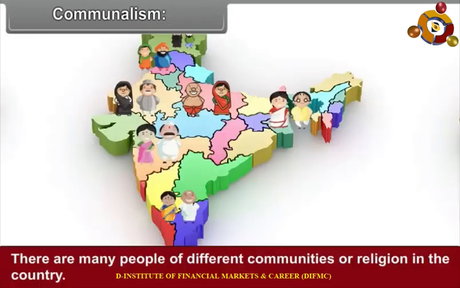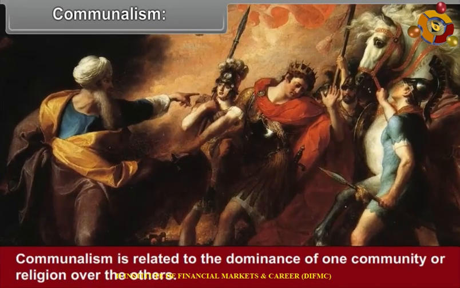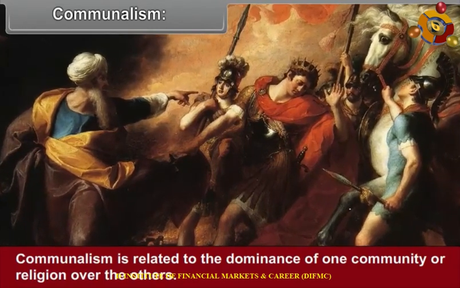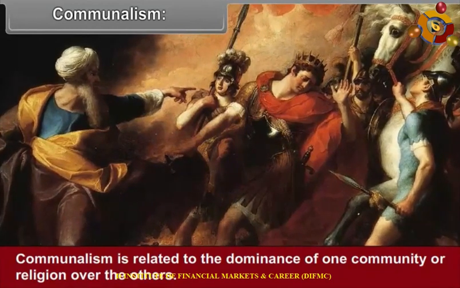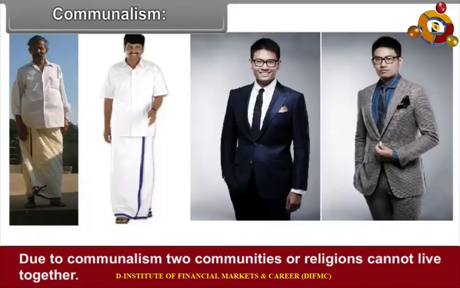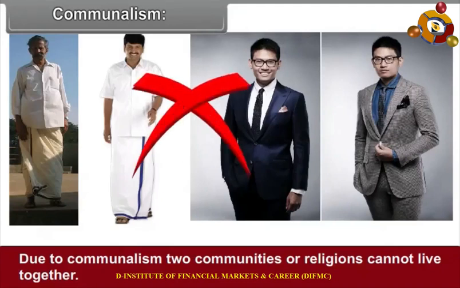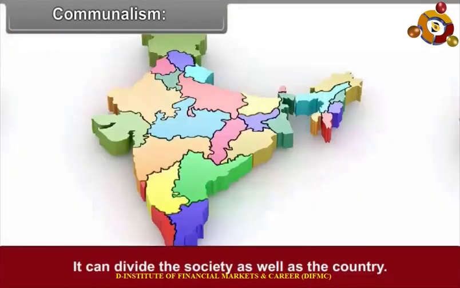Communalism. There are many people of different communities or religion in the country. Communalism is related to the dominance of one community or religion over the others. Due to communalism, two communities or religions cannot live together. It can divide the society as well as the country.